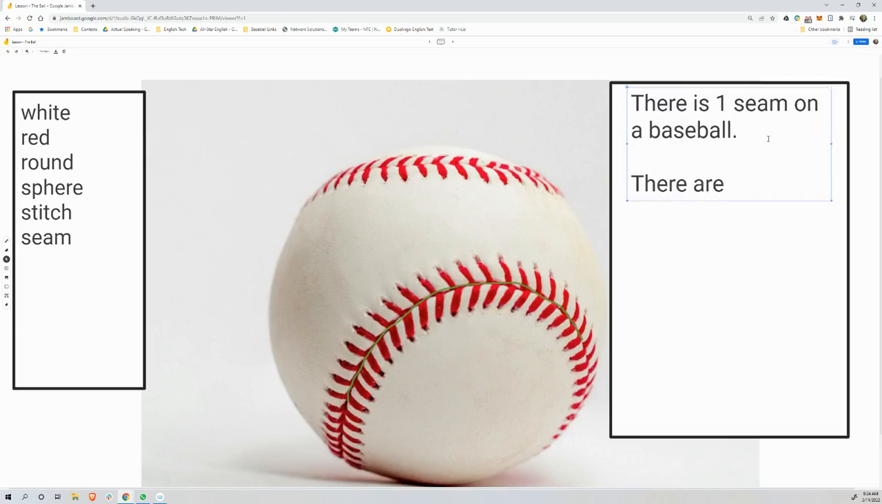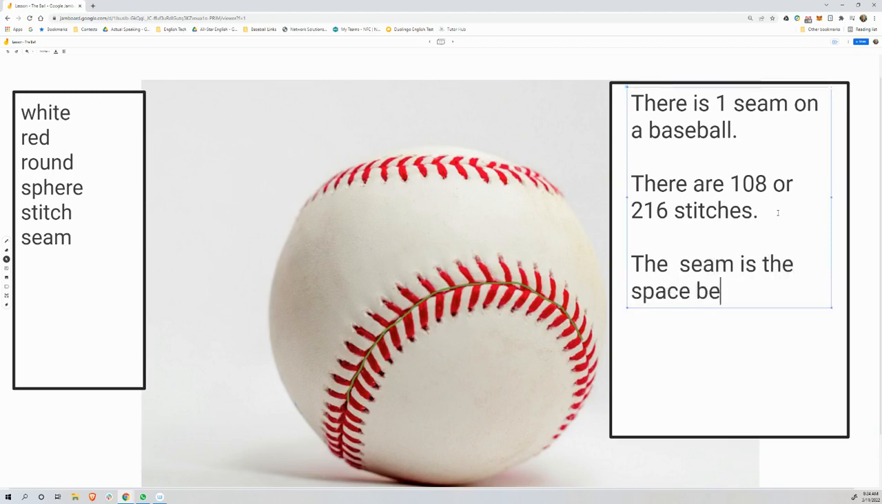There are 108 or 216 stitches. Okay, there is one seam. And what is a seam? The seam is the space between the stitches. Okay, we have the stitches and it's the space between.